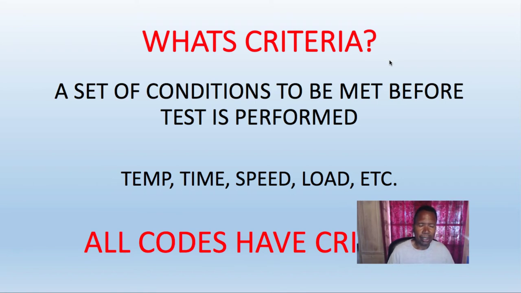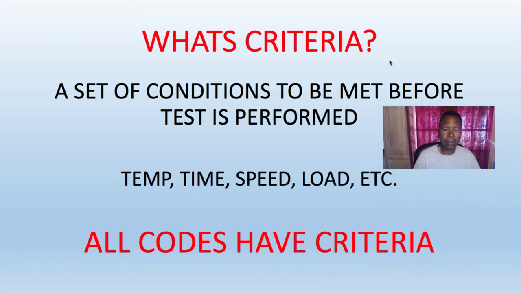What's the criteria? A set of conditions to be met before the test is performed. Like I said earlier, for an EVAP system, one of the criteria is that the fuel level has to be between a quarter of a tank and 3/4 of a tank. That's one of the criteria for that monitor to run. And sometimes it has to sit for 6 to 8 hours also. For EGR, maybe drive the car at 55 miles an hour for 3 to 5 minutes, and don't hit the brakes. That might be a criteria for the monitor to run.